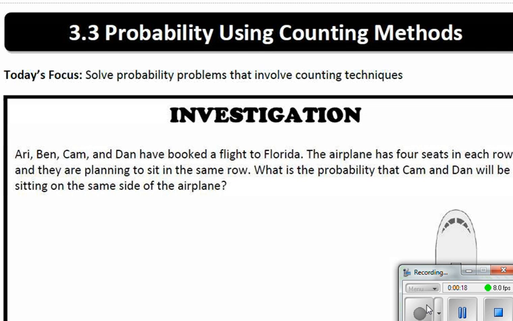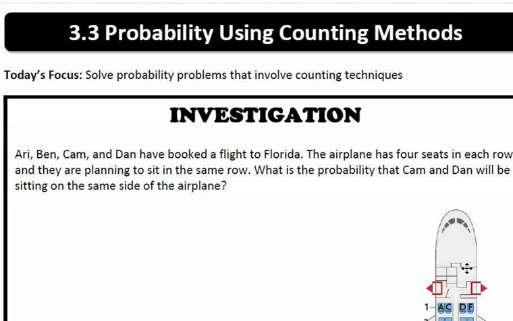And I thought this question was a little confusing because I was wondering, do they know what row they're sitting in? Is that something we have to take into consideration? But if you read it carefully, it says they are planning to sit in the same row. So we know they're going to be sitting in the same row, and it's just a matter of arranging who's sitting on the left side and who's sitting on the right side. Okay?